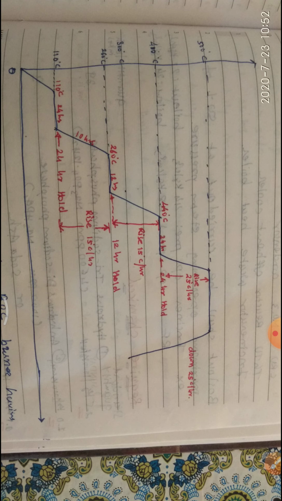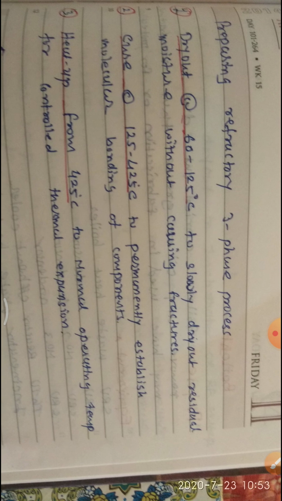This is the start of our refractory dry out first phase. There are a total of three phases of refractory dry out. First one is dry out, second is curing, last is heat up. Dry out starts from 60 degrees to 125 degrees centigrade. In dry out, the rest of the moisture is slowly dried out without causing fractures.